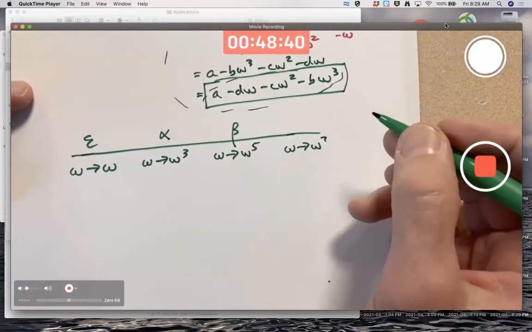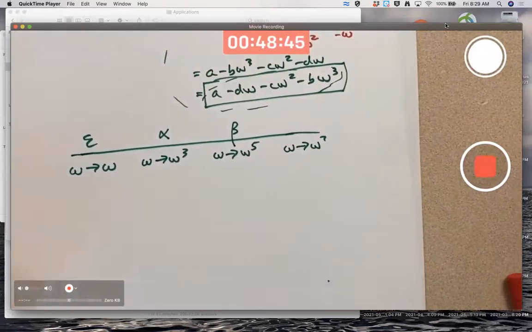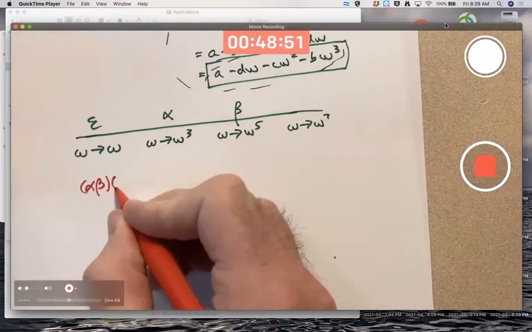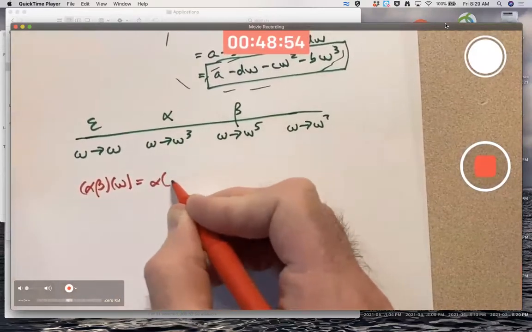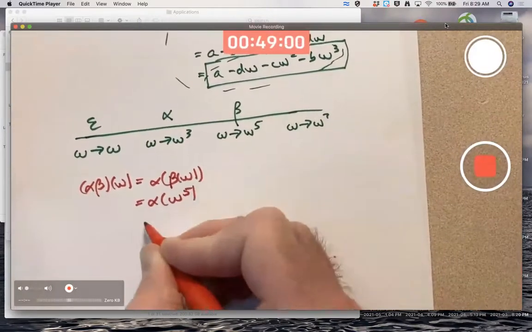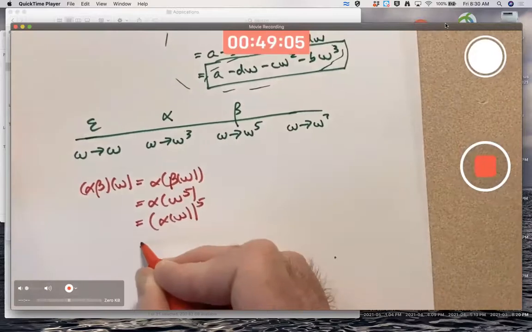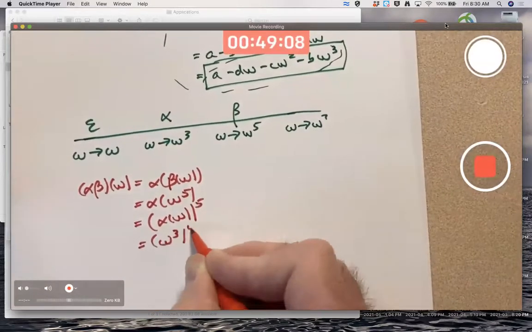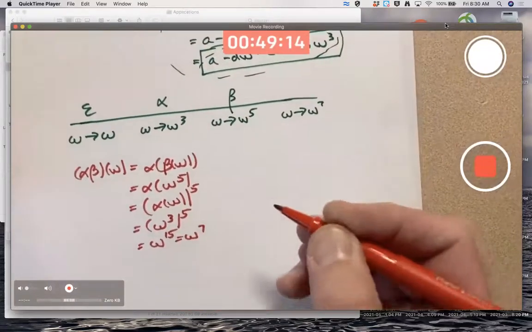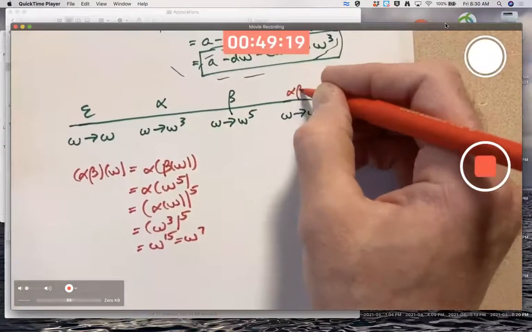What should I call it? Well, I believe it will equal alpha compose beta, though we might want to check that. It should, it turns out. Alpha compose beta of omega is alpha of beta of omega. Beta of omega is omega to the 5th. If I assume alpha's operation preserving, I can say this, which gives me this. Mod the exponent by 8, that gives me omega to the 7th. Yes. If alpha is this mapping and beta is this mapping, this one's got to be alpha compose beta.